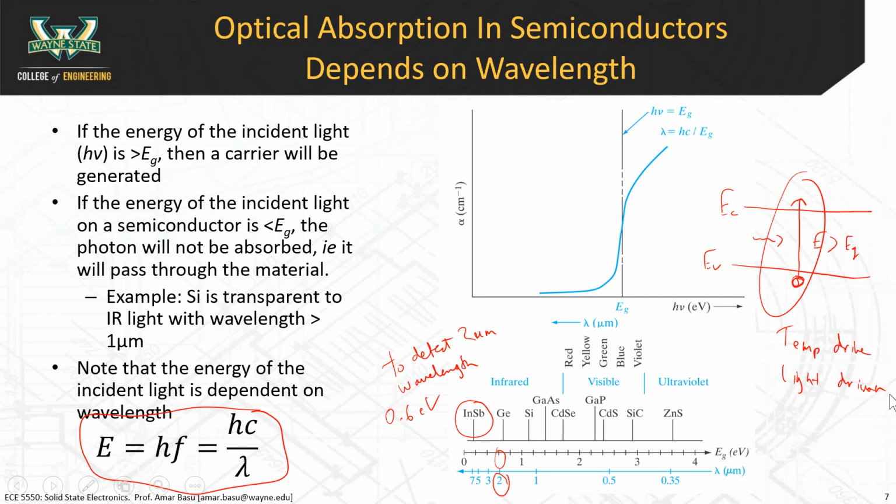You'd have to get rid of this temperature-driven generation somehow. To get just the light-driven generation, you have to drive the temperature-driven generation all the way down. And that's why you bring those materials down to very low temperatures when you're trying to detect very high wavelength light. So I hope that answers your question, David.